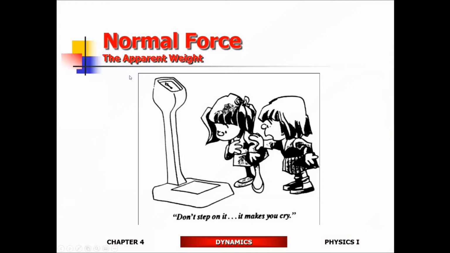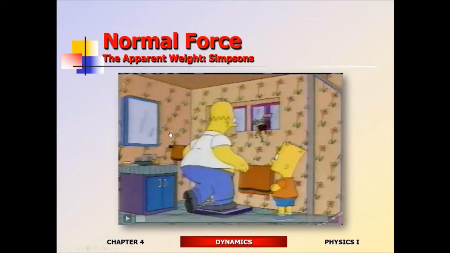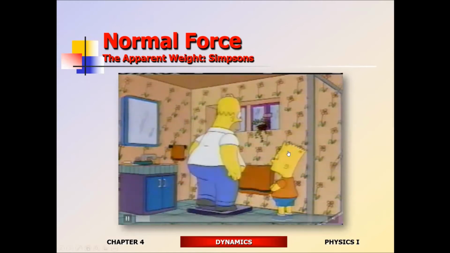Normal force reading from a scale is known as your apparent weight. It's called apparent weight for the simple reason that your scale reading may or may not be the same as your actual weight. You can fool the scale into thinking that you are heavier or lighter.